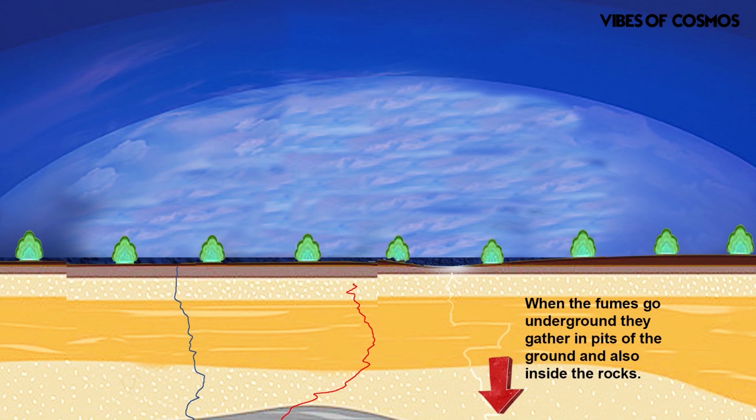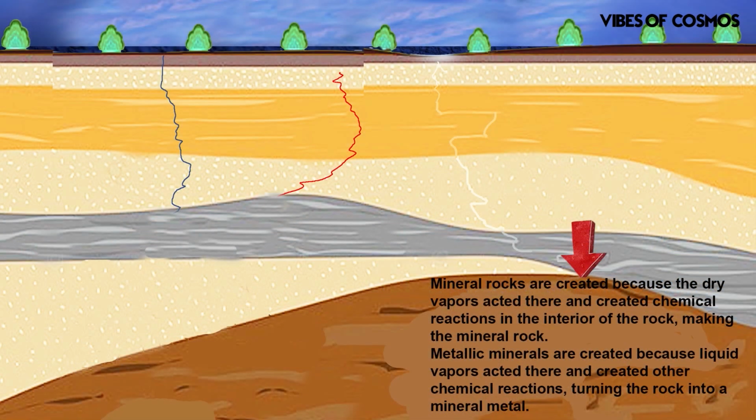Mineral rocks are created because the dry vapors acted there and created chemical reactions in the interior of the rock, making the mineral rock. Metallic minerals are created because liquid vapors acted there and created other chemical reactions, turning the rock into a mineral metal.